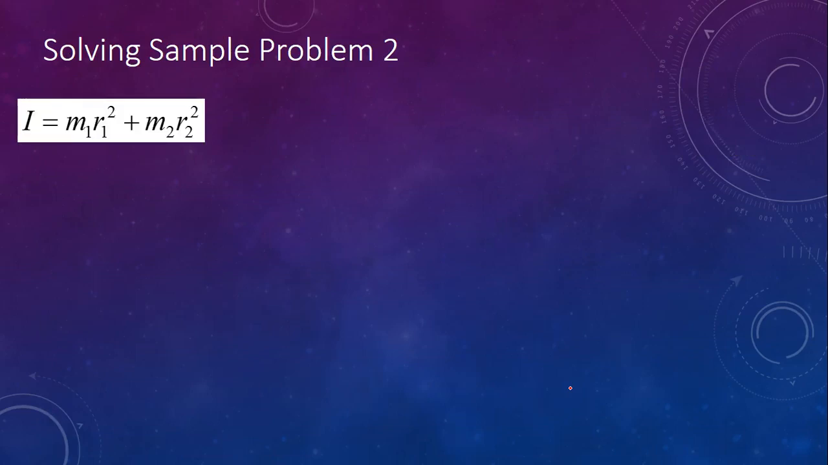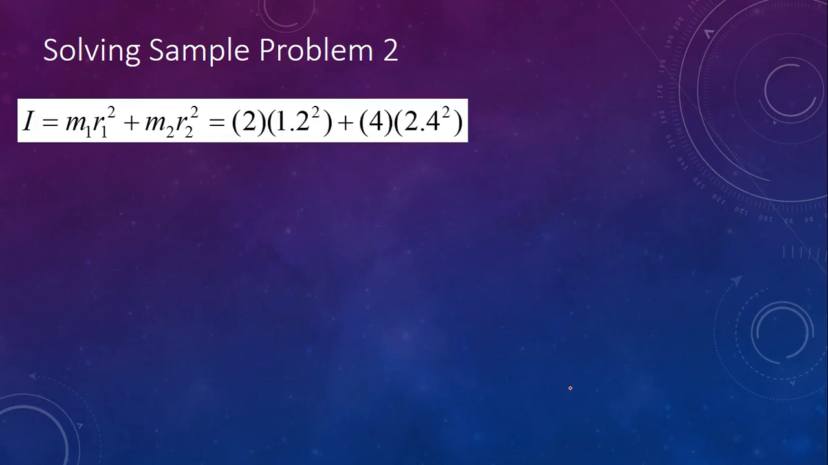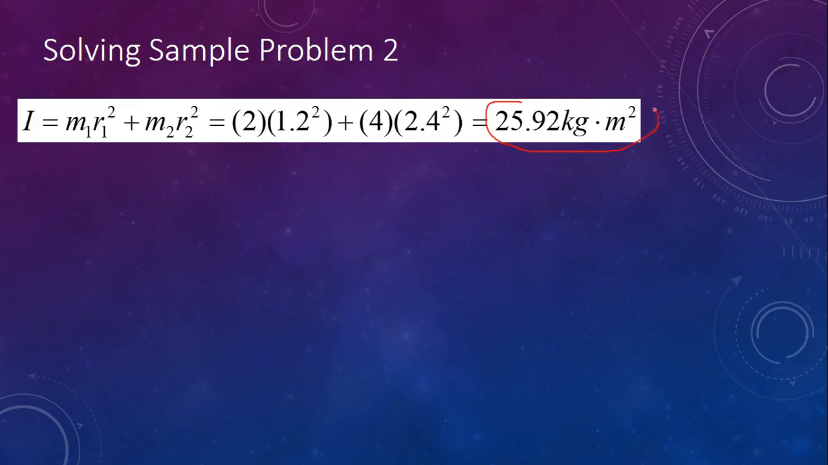So remember that this is the formula for rotational inertia. So for M1, we plug in 2. For R1, we plug in 1.2. For M2, we plug in 4. And for R2, we plug in 2.4. And you should get that the rotational inertia is 25.92 kilogram meters squared.